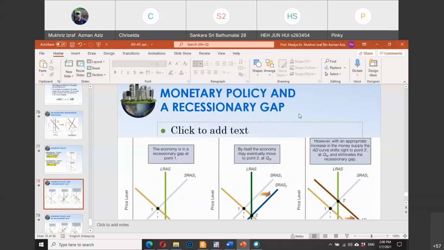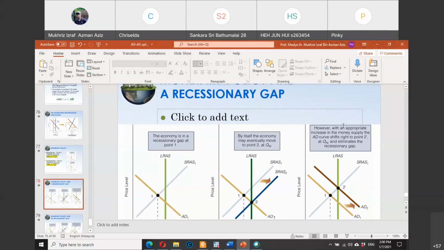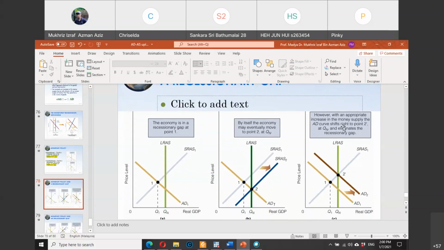When the government uses monetary policy, for example, by reducing the interest rate, reducing the interest rate means people will want to borrow more from the bank. When they borrow more from the bank, that will cause aggregate demand to increase because people can spend more. When they borrow money from the bank, they have more money to spend. That will cause the aggregate demand to shift upward.